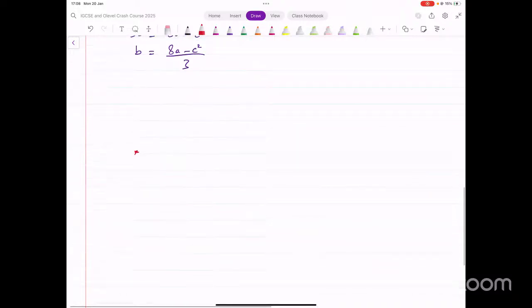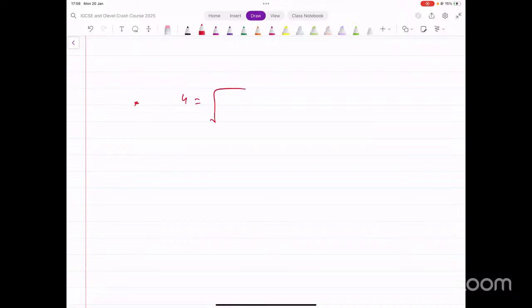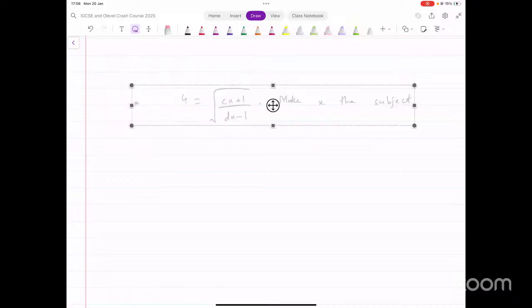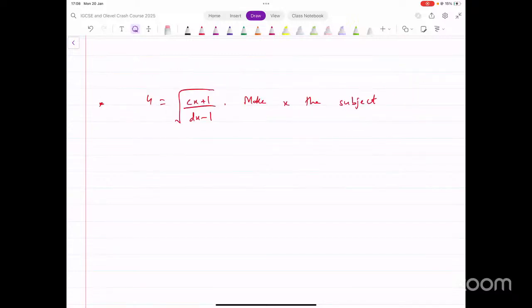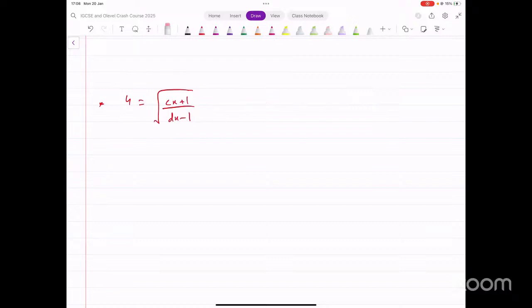what if you had something like this? 4 equal to square root of cx plus 1 divided by dx minus 1. And now what you want to do is you want to make x the subject. Okay. Sometimes they can change the wording of this question as well and say, find x in terms of c and d. That means the same thing essentially, right? Let me use that wording here.